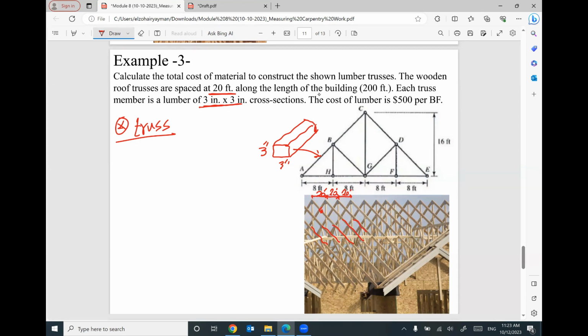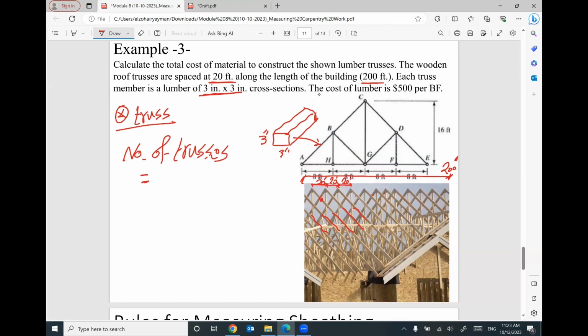And this truss is repeated every 20 feet along the length of the building. So the total length of the building is 200 feet. I repeated this truss at equal spacing 20 feet. So anybody can tell me how many truss do you have? It would be 20 plus 1 on each end. So maybe 21 or 22. It will be what?